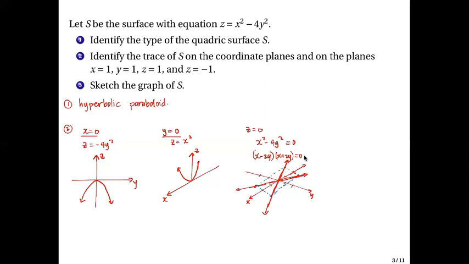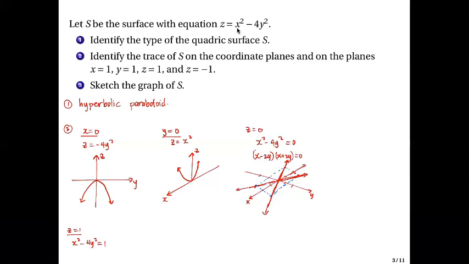So we are somewhere above, at a point on the z-axis, so we are looking downwards. So that's for z equals 0. For z equals 1, we will have the hyperbola x squared minus 4y squared equals 1.